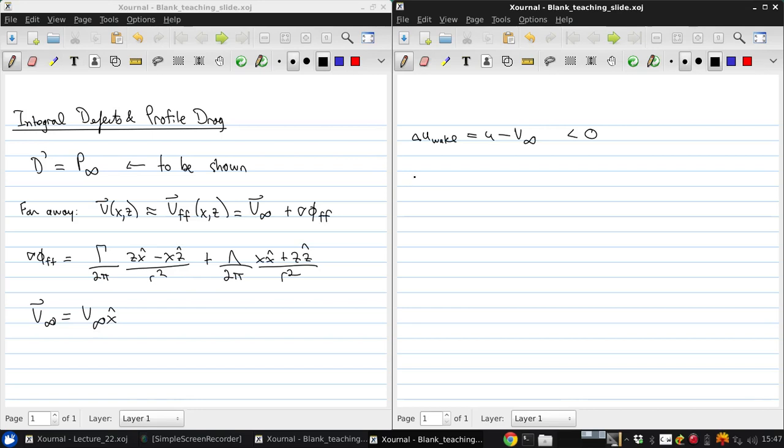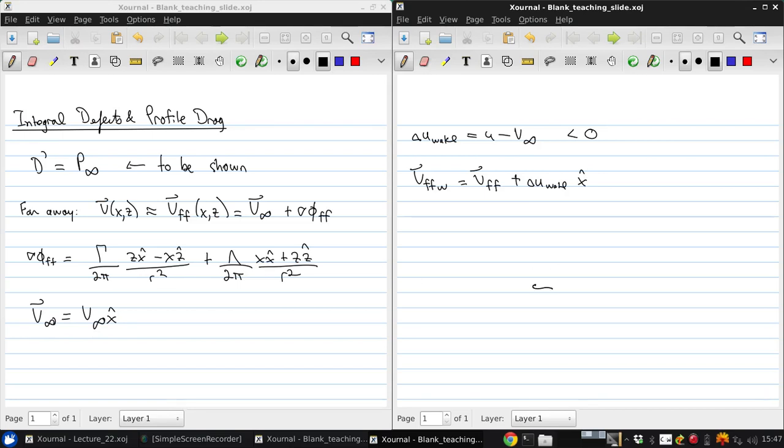This will give what we call the far field with wake velocity, which is the far field potential velocity plus delta U wake in the x direction. It's understood that we have this delta U is zero everywhere except in the wake region.